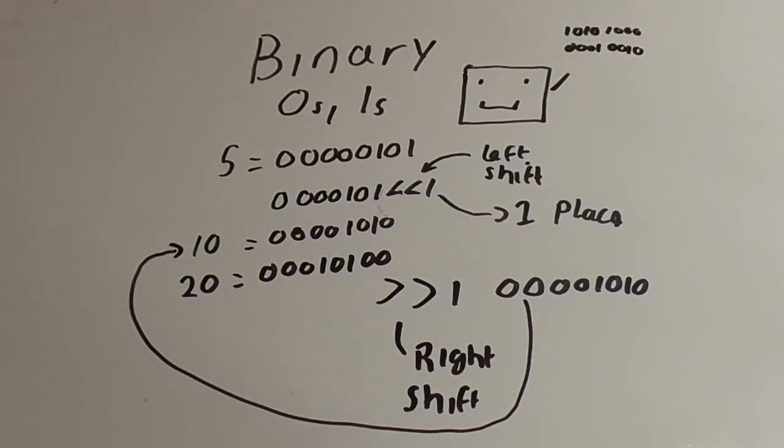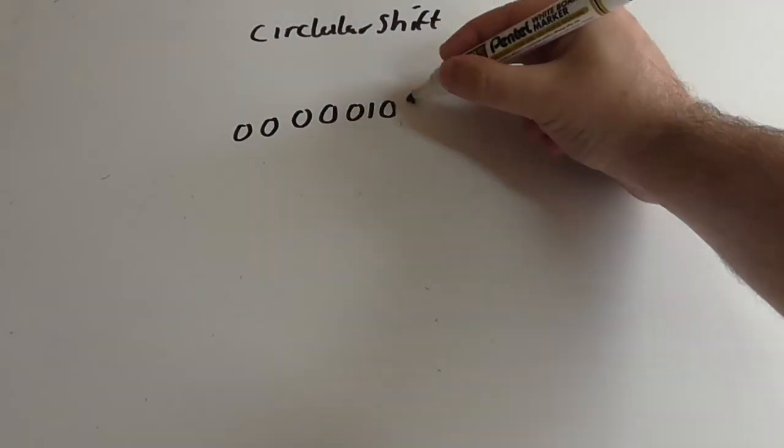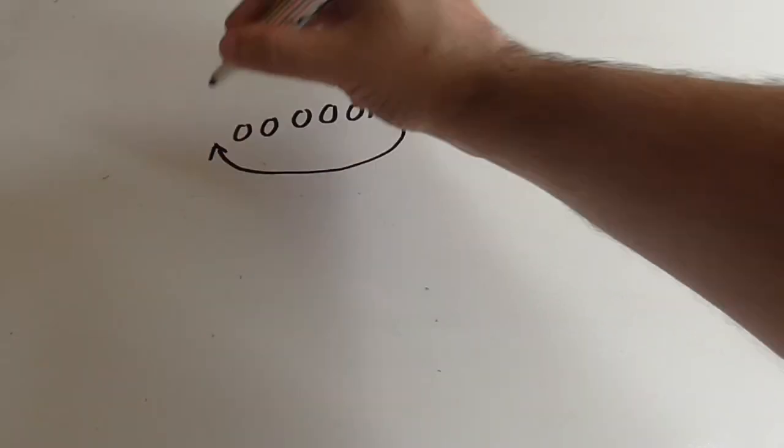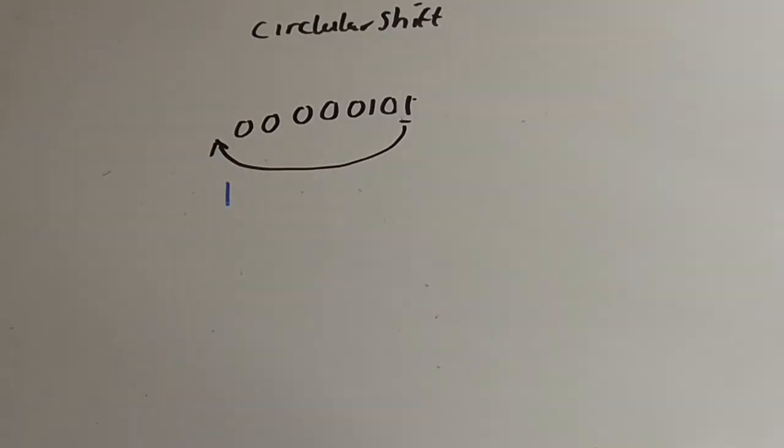Notice the way we shift, we eventually fill up more spaces with 0. In a circular shift, the bits shift off the edge and reappear on the other side. So if I right circular shift this, we get this. Here we are moving them to the left, but we can also move them to the right as well.